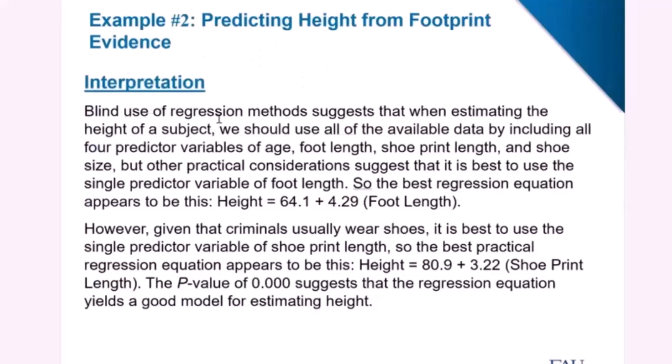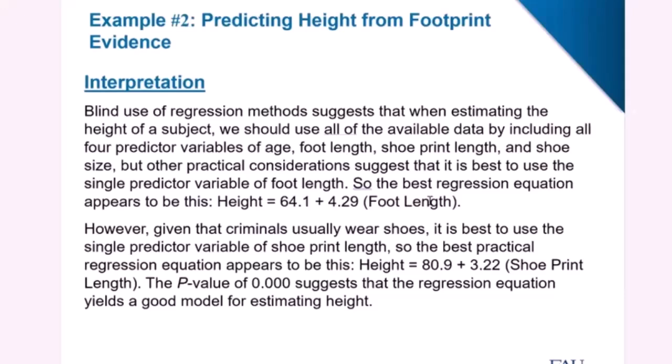Interpretation. Blind use of regression methods suggests that when estimating the height of a subject, we should use all of the available data by including all four predictor variables of age, foot length, shoe print length, and shoe size. But other practical considerations suggest it is best to use the single predictor variable of foot length. The best regression equation appears to be height equals 64.1 plus 4.29 times the foot length.